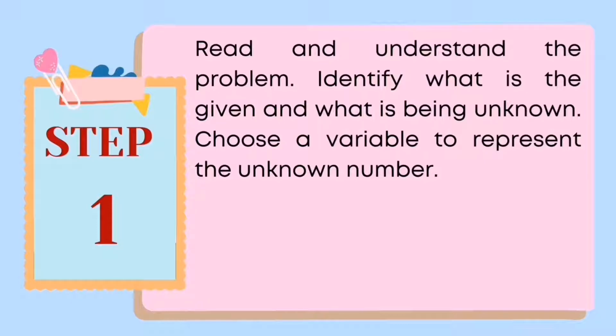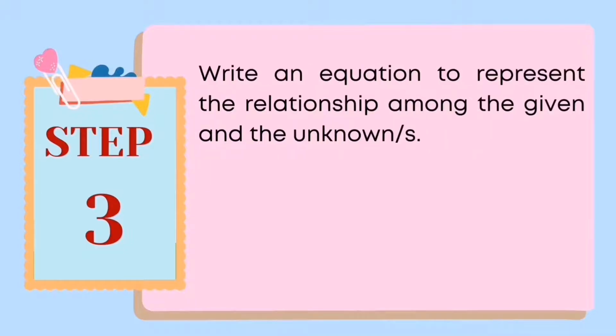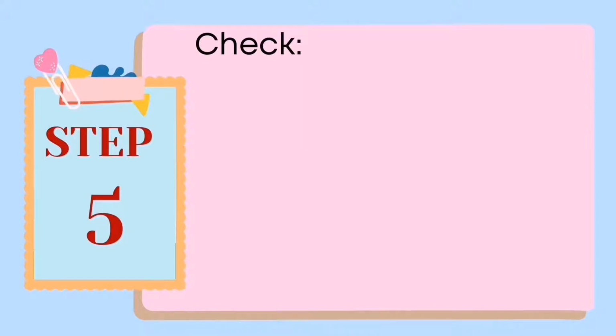Identify what is given and what is unknown. Choose a variable to represent the unknown number. And for the second step, express the other unknowns if there are any in terms of the variable chosen in step 1. And for step number 3, write an equation to represent the relationship among the given and the unknowns. And for step 4, solve the equation for the unknown and use the solution to find the quantities being asked. And for the last step, let's check whether our answer is correct.